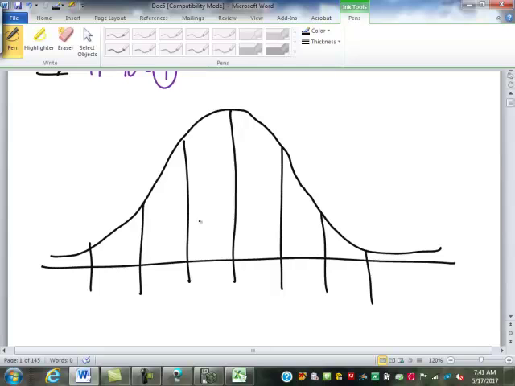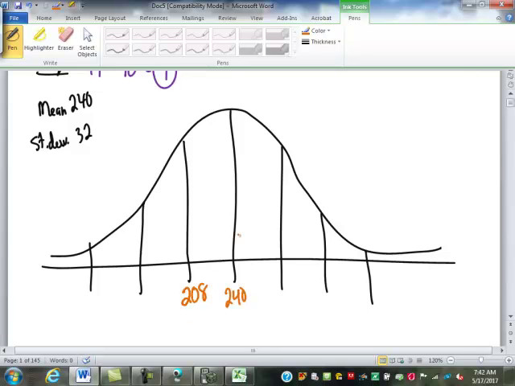It says we have a set of numbers with a mean of 240 and a standard deviation of 32. So what goes in the middle here? 240. What's going to go here? 208. Where does that come from? Perfect. 240 minus our standard deviation of 32.